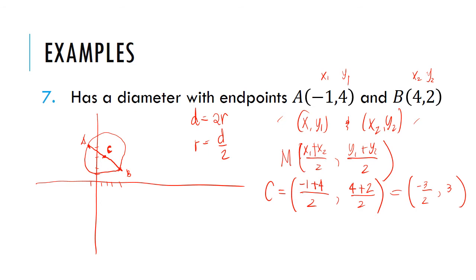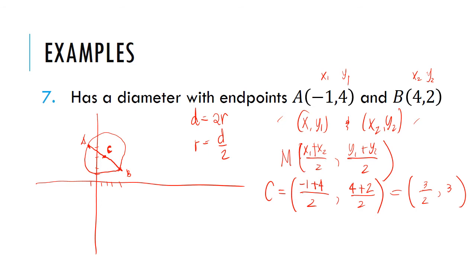Where did you get the negative 3? Positive, it is positive 3. Sorry. Positive 3 over 2. Okay, we have the center.